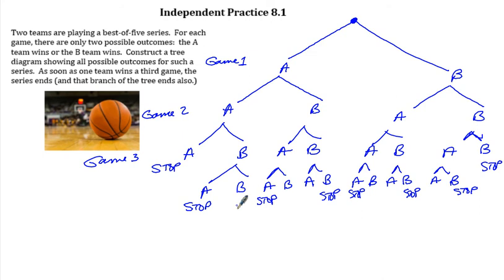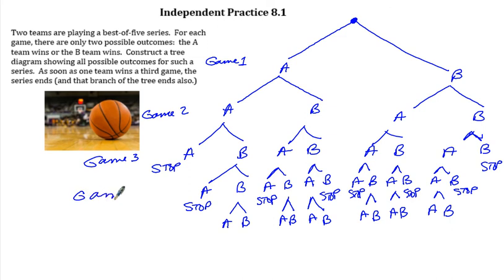So let's go back and see the branches that still need to be played, these ones that are tied. So this needs to be played. This needs to be played. This needs to be played. This needs to be played. This needs to be played. And this needs to be played. So that last round was game 4, and these are the only scenarios where we would go to a game 5, the tiebreaker game.